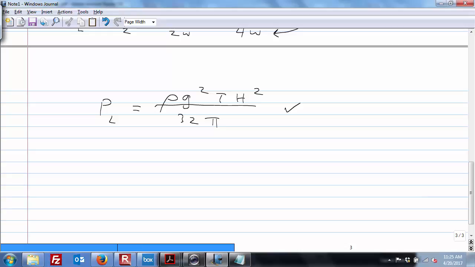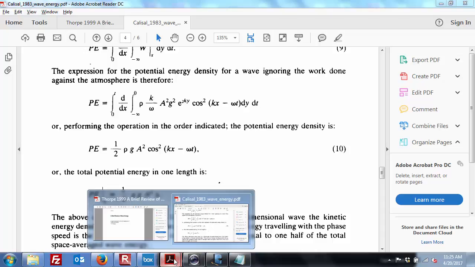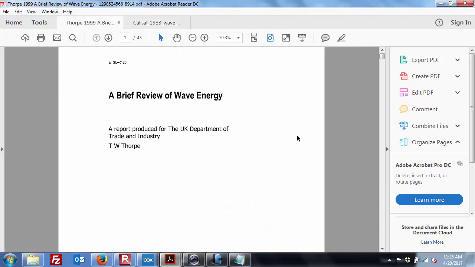Here we go. Let's just do one quick example with some of the numbers that are coming out of these papers. Let's look at the other paper. The other paper that was quoted was Thorpe, a report produced for the UK Department of Trade and Industry. And this came out about 15 years ago.